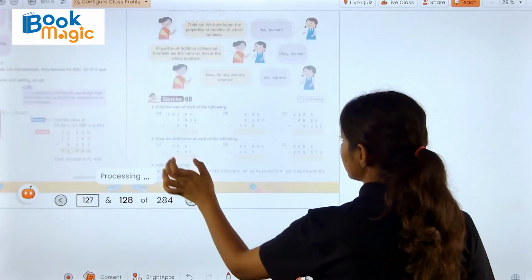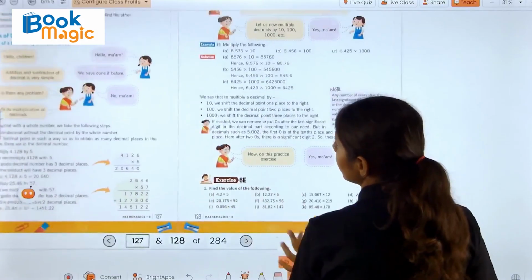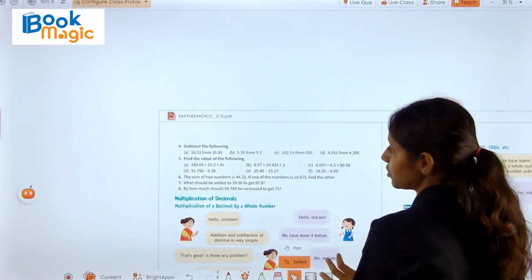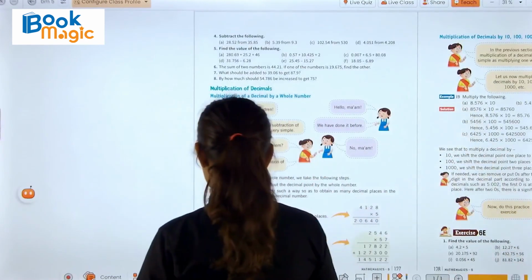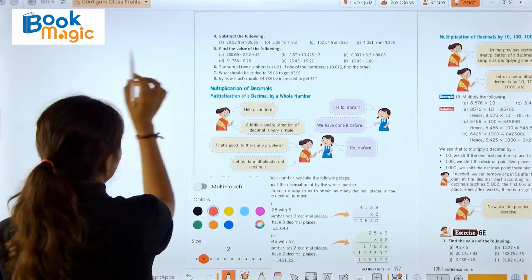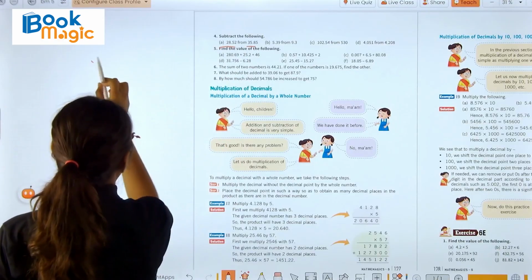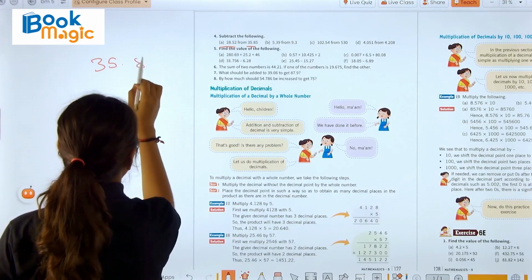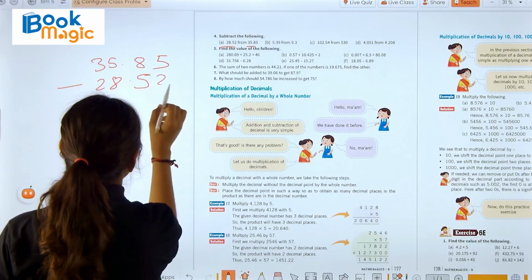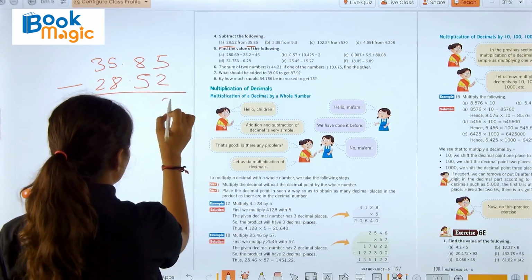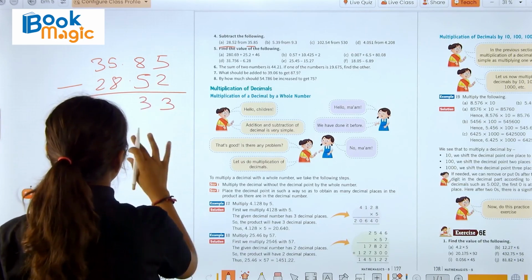Now moving towards our next page. Here we have some more questions, that is question number 4. Subtract the following. Again we have to make the column firstly by ourselves. So it is 28.52 and 35.85. The bigger number is 35.85. Now subtracting 28.52 from this, we get 5 minus 2, that is 3. 8 minus 5 is 3.